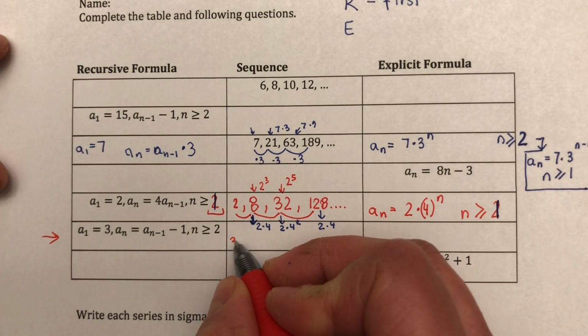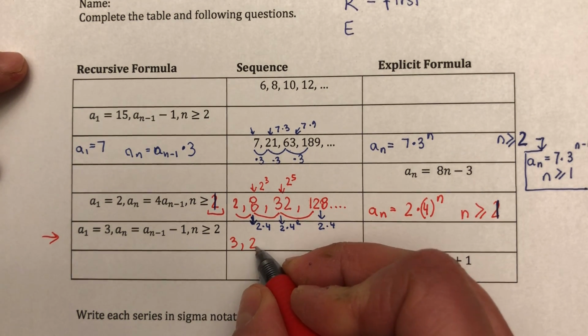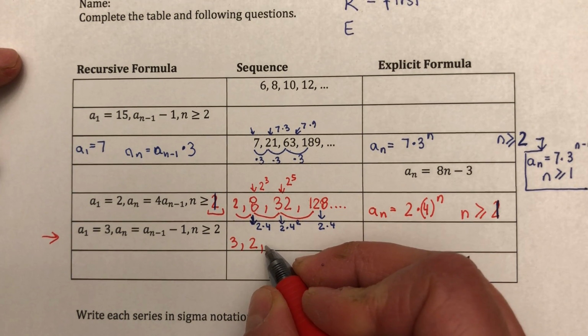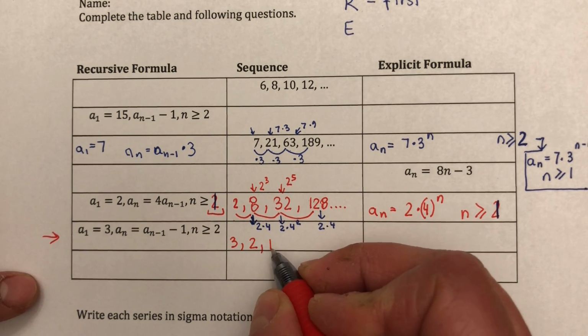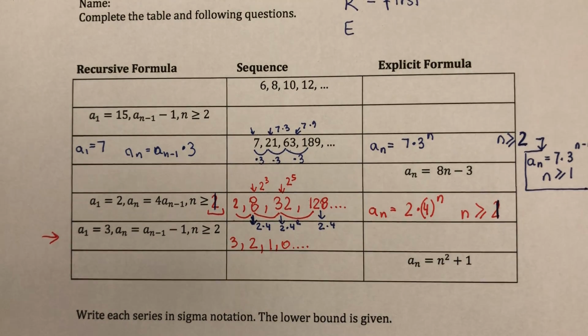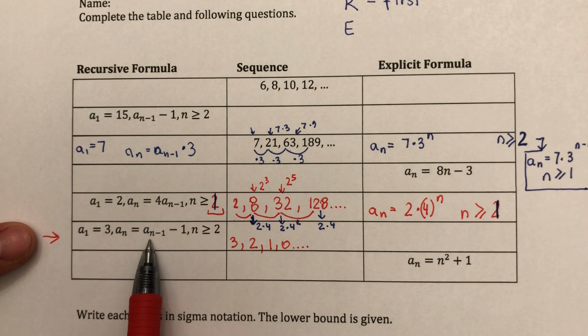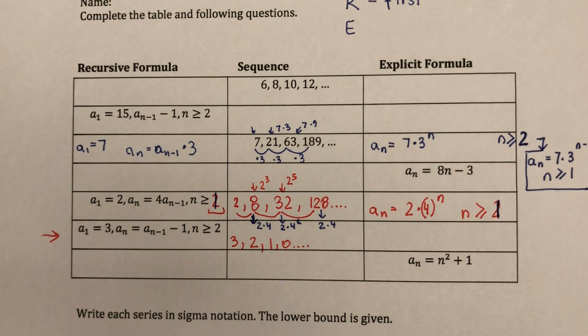So the first term is 3. The second term is going to be 3 minus 1, which is 2. The next one is going to be 2 minus 1 is 1. And this is just going to go down. I am just looking at this and making sure that this is correct. So my first term is 3, then I am taking this number, taking away the 1, so that's 2, and so on. All right, so now how would our explicit formula work?